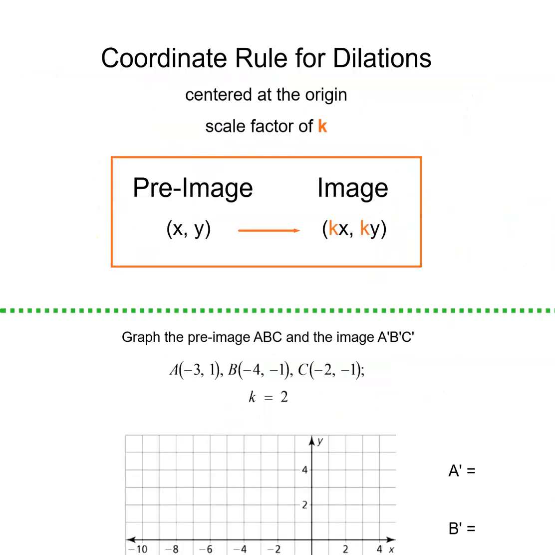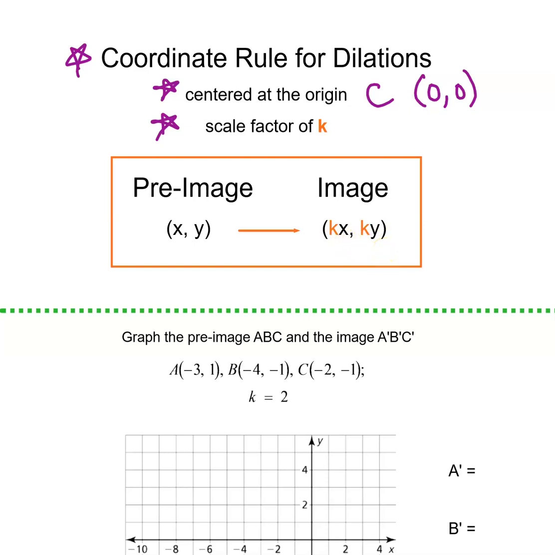Okay, now the next thing we're going to talk about is the coordinate rule for dilations when they are centered at the origin with a scale factor of k. So for these, our C, our center of dilation for all of these is going to be the point (0, 0) when we're talking about this rule. And the scale factor is k, so that could be 2, it could be 1/2, it could be a negative number, it could be something like -3, that's fine. The original point is going to be (x, y). The image, the new point, is going to be (kx, ky).